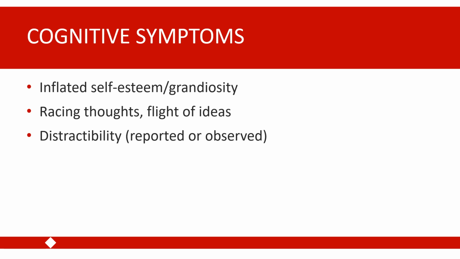Or it might actually be observable. You might be able to watch the individual start tasks and then not complete them. This might be evident in their speech or in trying to keep them on topic during the interview. Or you might be getting observations from family members, from coworkers, or from other people that this individual interacts with.